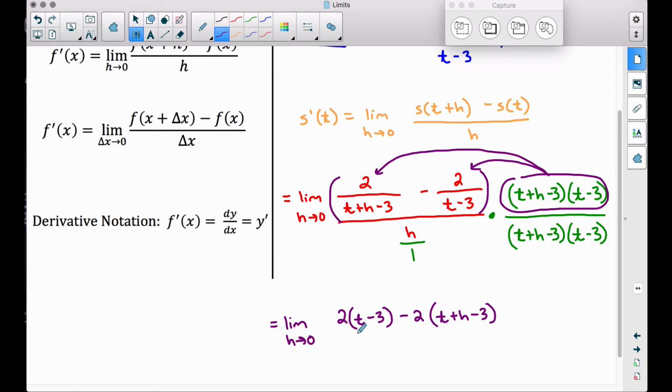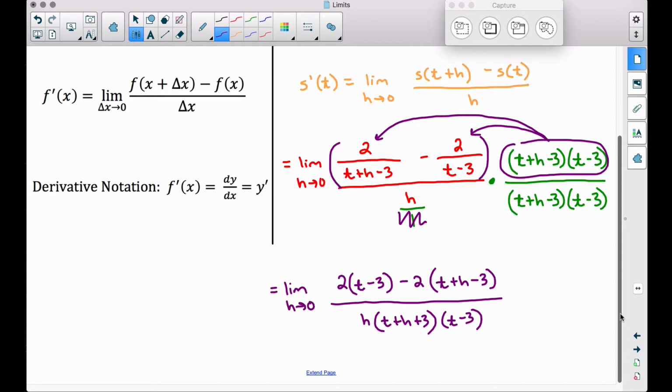So what we've just done there is up top, all that distributing that we just did got rid of our fractions up top. And now at the bottom, I mentioned this thing over 1. We don't really have to worry about that. What do we do at the bottom then? We just take h times this junk. Now, we still can't plug in 0 because we're going to have a 0 down there, but hopefully through some simplifying, we're going to be able to get rid of that h somehow or another.